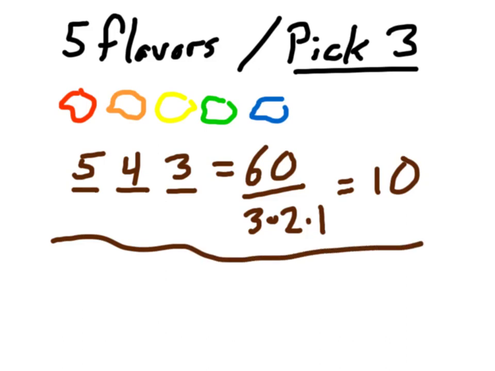Let me try to explain this another way. Let's go back to ice cream cones. I'm going to look at 4 flavors of ice cream cones. Here we go. So we got a red, orange, yellow, and green. So I've got 4 flavors of ice cream, but I'm only allowed to have 2 scoops. Okay? I'm only allowed to have 2 scoops.